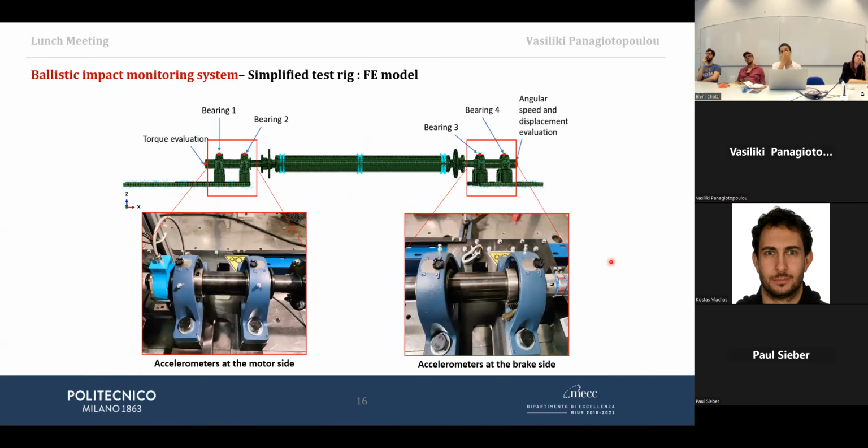We have, of course, the model of this simplified, as we call it, test rig. Here we have some details of the bearing housings, or in other words, the supports on top of which the accelerometers are mounted. Here we cannot see the accelerometers, but we can see the support of the accelerometer.